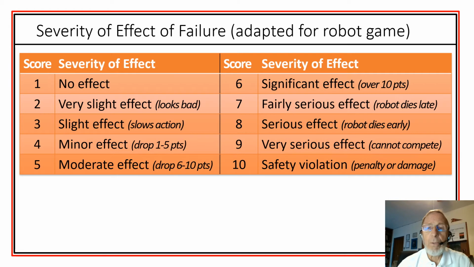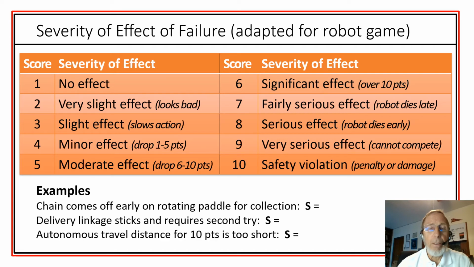So these scores then need to be assessed based on your understanding of the game. Let's take 3 different examples here. Let's say one failure would be that the chain comes off. Chain that's turning the rotating paddles that pull rings into a collection system. And it comes off early in the game.